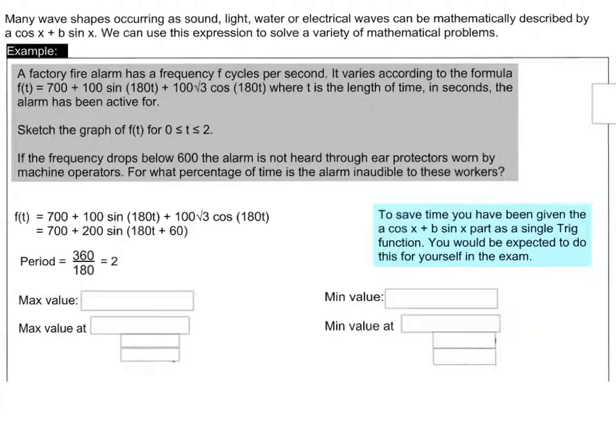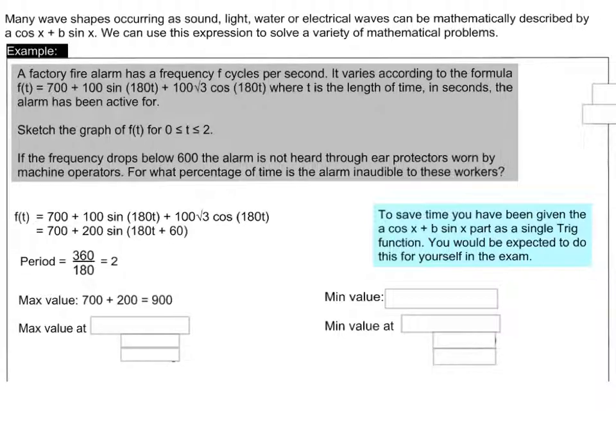Okay, so examining the function, we know the biggest value 200 sine of anything can have is 200. So the maximum value for this curve will be 700 plus 200. The 700 of course coming from the front of the formula.